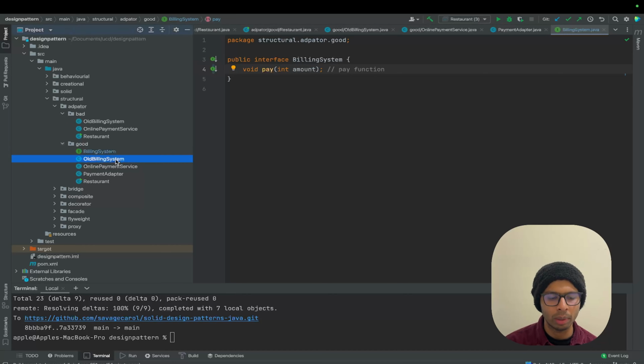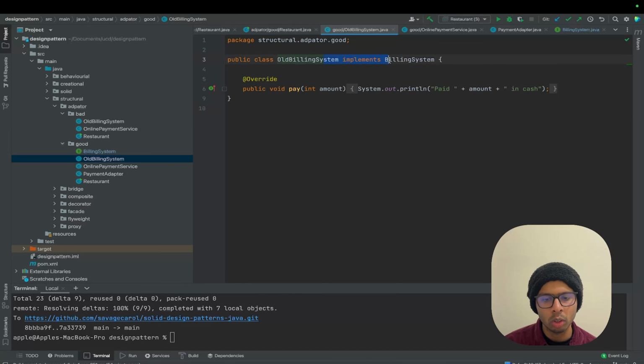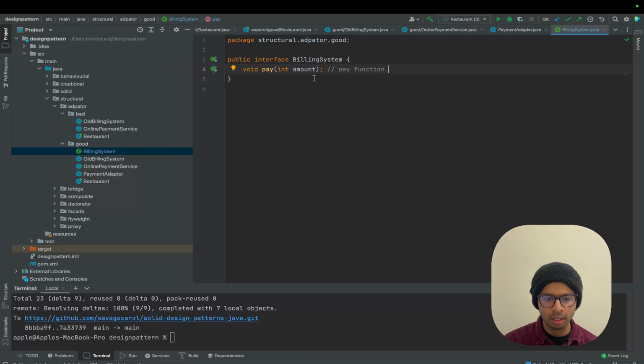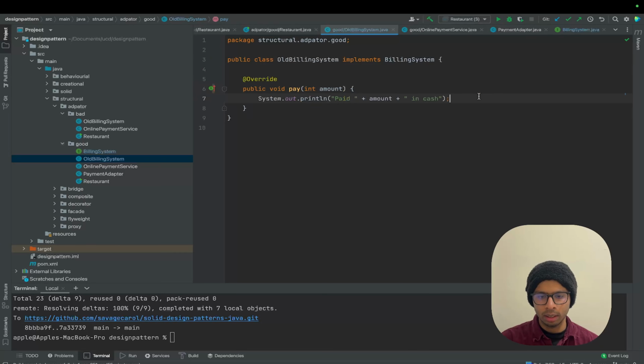So let's go to this old billing system. The old billing system is going to call our billing system, that is a pay amount. It means that the old billing system is paying the money in cash. The restaurant is also accepting the money in cash. These both are compatible, so we have made that implementation. This interface's pay function is accepting cash. The old billing system is paying in cash only. It means users are going to pay in cash, and everything is compatible.